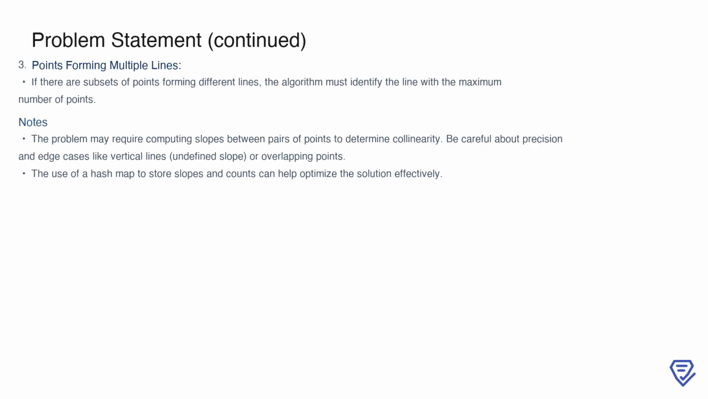Finally, in cases where the points form multiple lines, the challenge is to identify the line that contains the maximum number of points. This requires calculating slopes between pairs of points to determine collinearity. However, care must be taken to handle edge cases like vertical lines, which have an undefined slope, or overlapping points, which share the same coordinates. To optimize the solution, we can use a hash map to store slopes and their corresponding point counts. This approach helps efficiently track the alignment of points while avoiding precision errors and ensuring the correct line is identified.